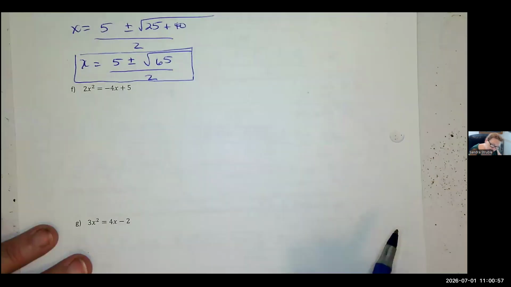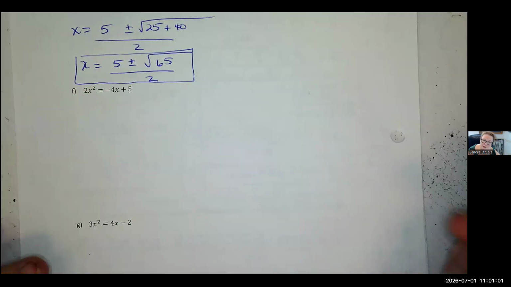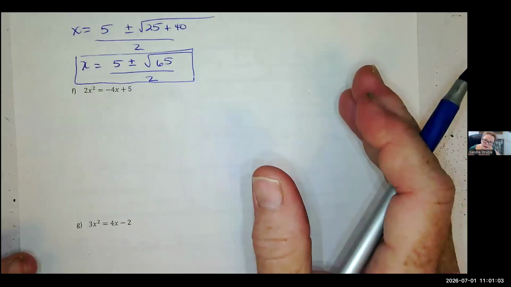The next one, attempt it yourself. Same concept, attempt it yourself and see how far you get. Make sure everything's on the same side, equal to 0. So with that being said, pause the video, attempt this yourself, and come back to see how you did. I'm going to add 4x and subtract 5 from both sides.